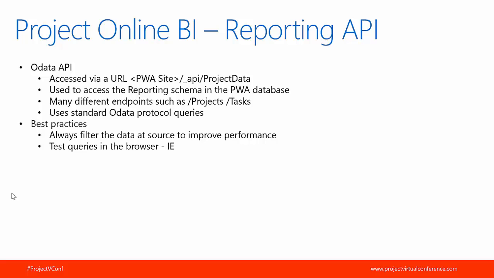Similarly, if it's only a certain subset of projects that you want to pull down, you might only want to see projects that are 100% complete. Add a filter onto that query so that you filter the data set as well as only pulling back the properties that you want to see, and that will improve performance greatly.